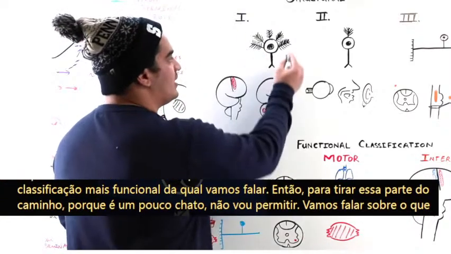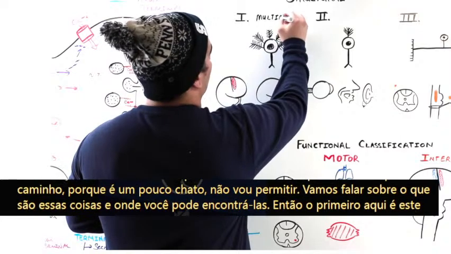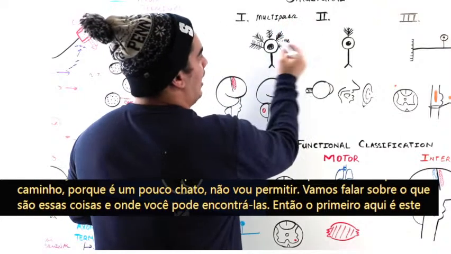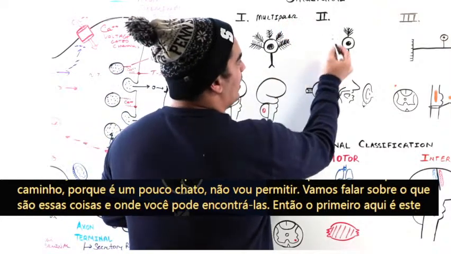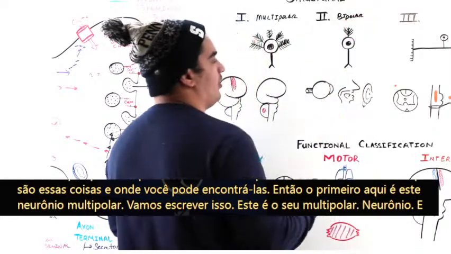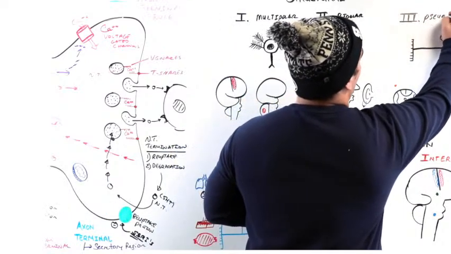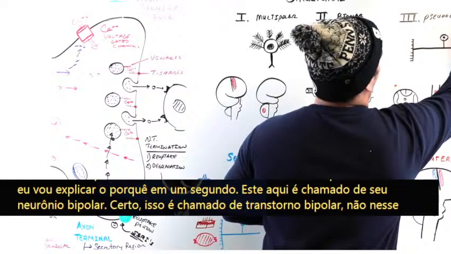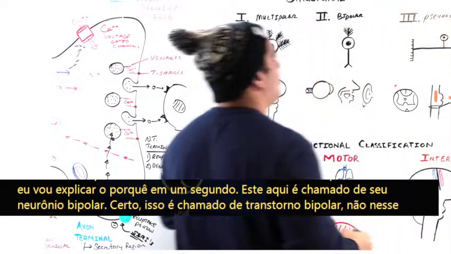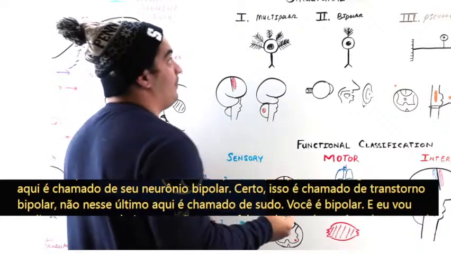So the first one here is the multipolar neuron. Let's just write these out. This is your multipolar neuron, and I'll explain why in a second. This one here is called your bipolar neuron. And this last one over here is called your pseudounipolar neuron. I'll explain why for all of these, and then we'll talk about where you can find them and why you'd be finding them there.